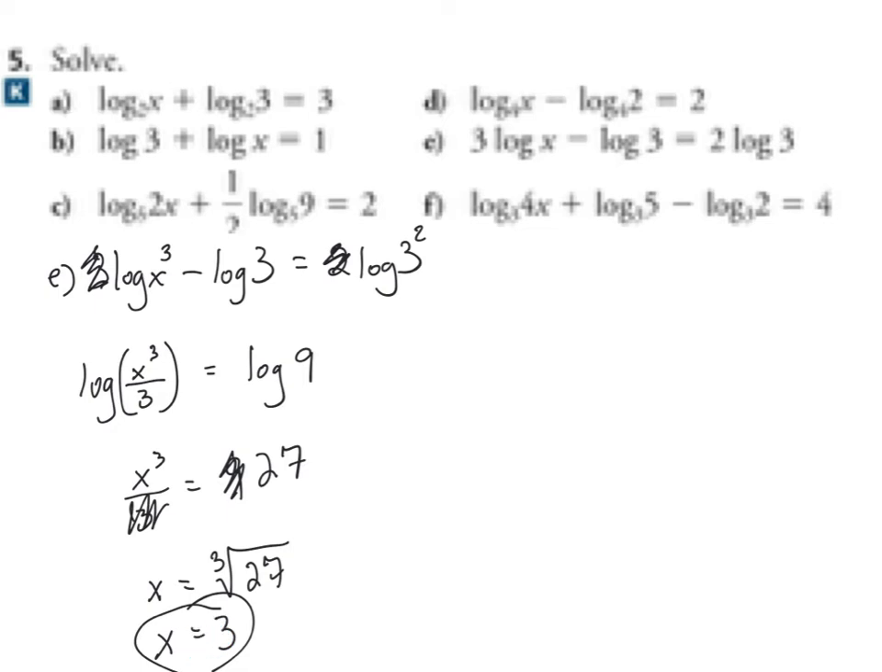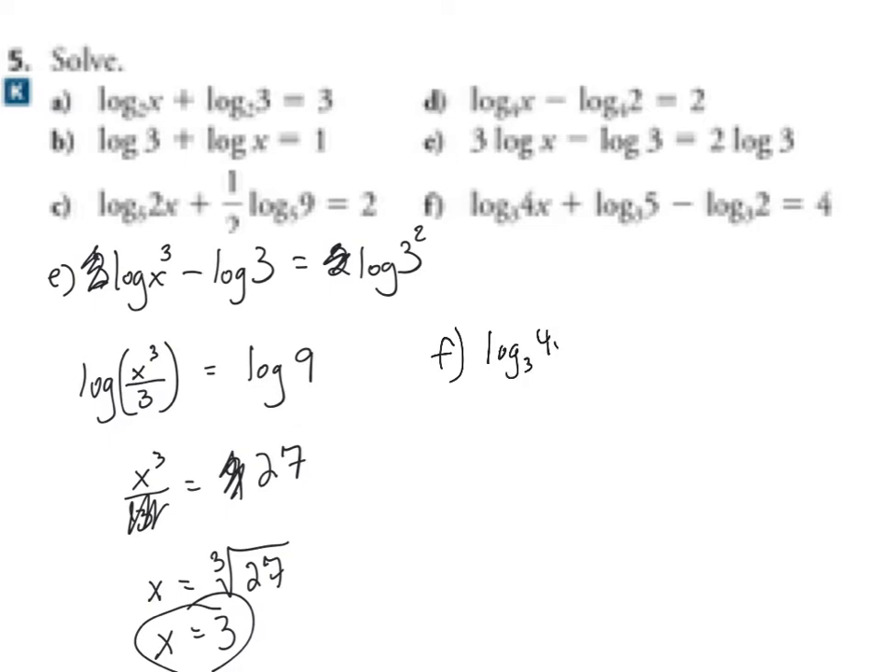Oh, this one's super easy to check. Look, if x is 3, then we're just saying 3 log 3 minus 1 log 3 equals 2 log 3. Well, yeah, we know that. 3 log 3s minus 1 log 3 has to equal 2 log 3s. 3 minus 1 is 2. So that one is an easy check.